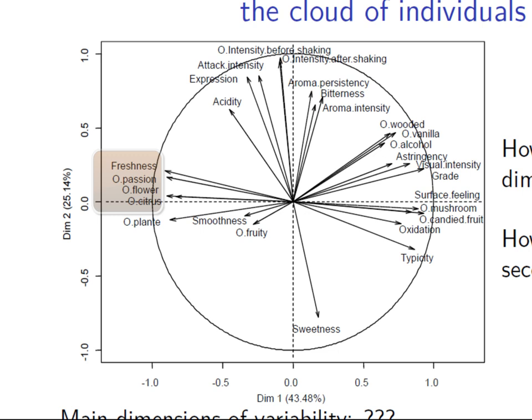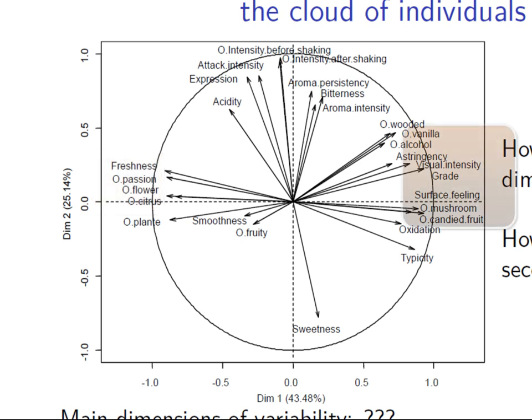Thus, wines that are on the left have a small coordinate on the first dimension, and since the correlation is close to -1, it means that these wines have high values for these odors. On the other hand, wines that are on the right have a high coordinate on dimension 1, and thus small values for these odors.